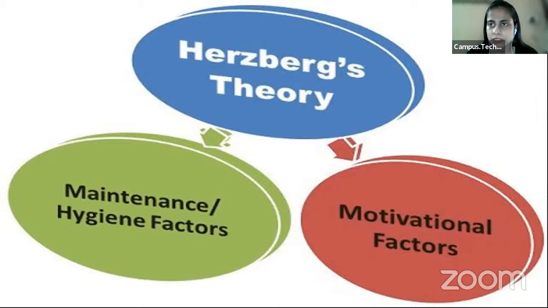As we can see on screen, it is divided into two different things. It is talking about two different things. One is the maintenance hygienic factor. Second is the motivational factor. What are they? And what exactly does this theory do? We can see two different factors, so we can say maintenance hygiene factor.